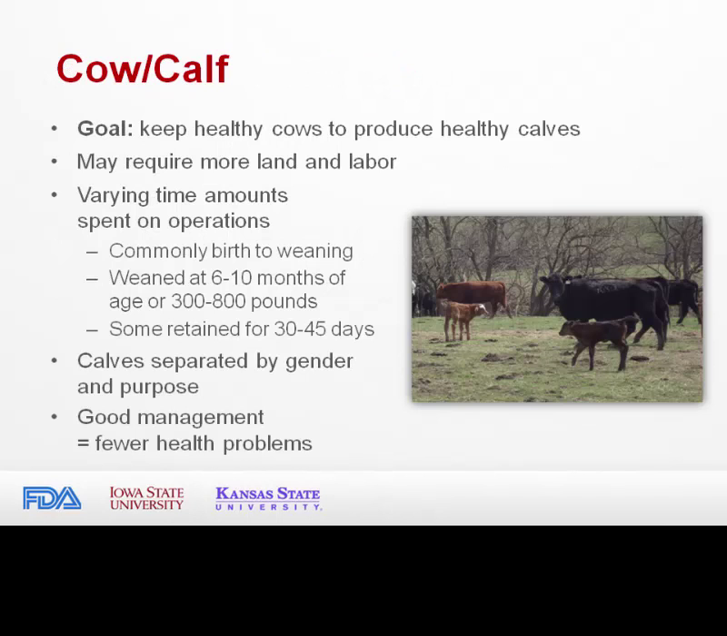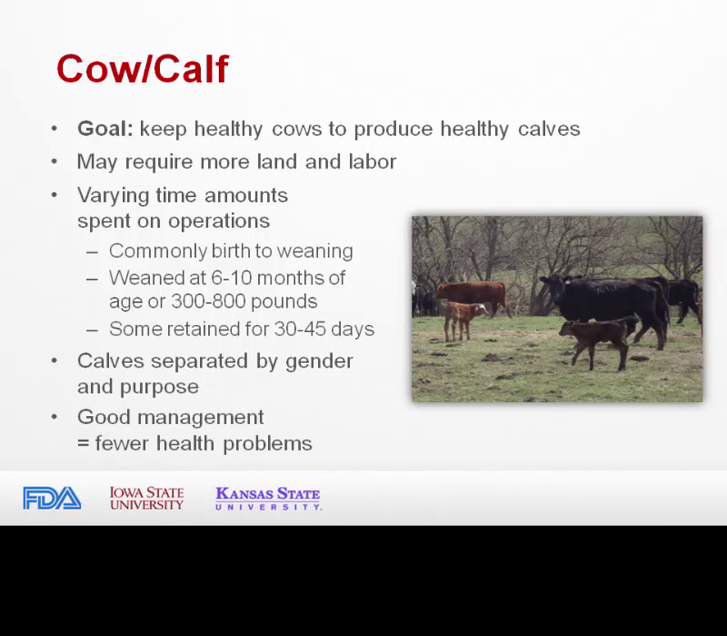The goal of a cow-calf operation is to maintain a herd of healthy cows that will produce healthy calves year after year. These cows will need to have good genetics in order to produce high-quality calves with characteristics desired by the industry. Cow-calf operations may require substantial amounts of land to house, grow, and maintain all of the animals on the operation. These operations may also require more labor during the calving season of the year.